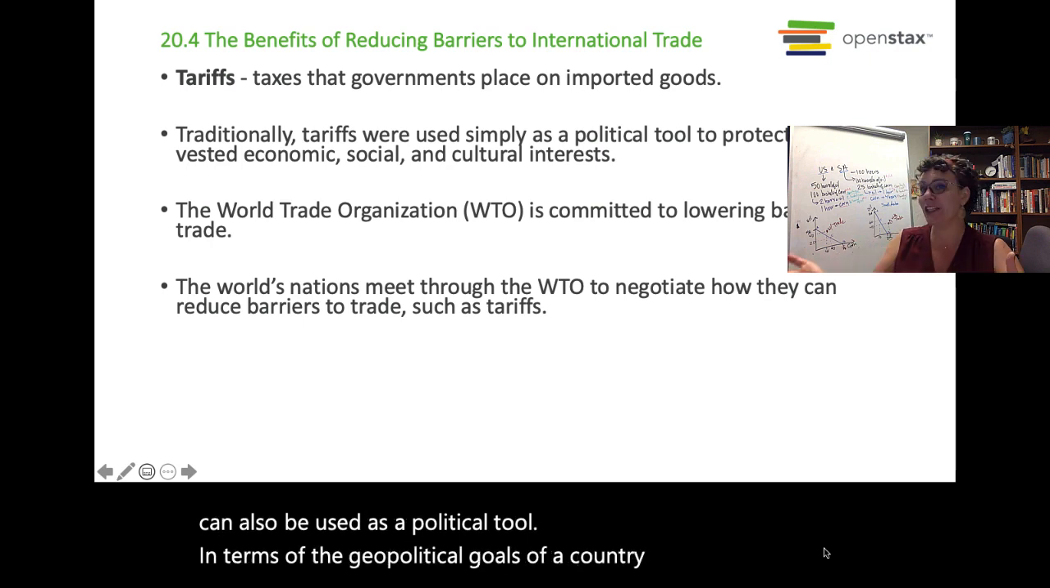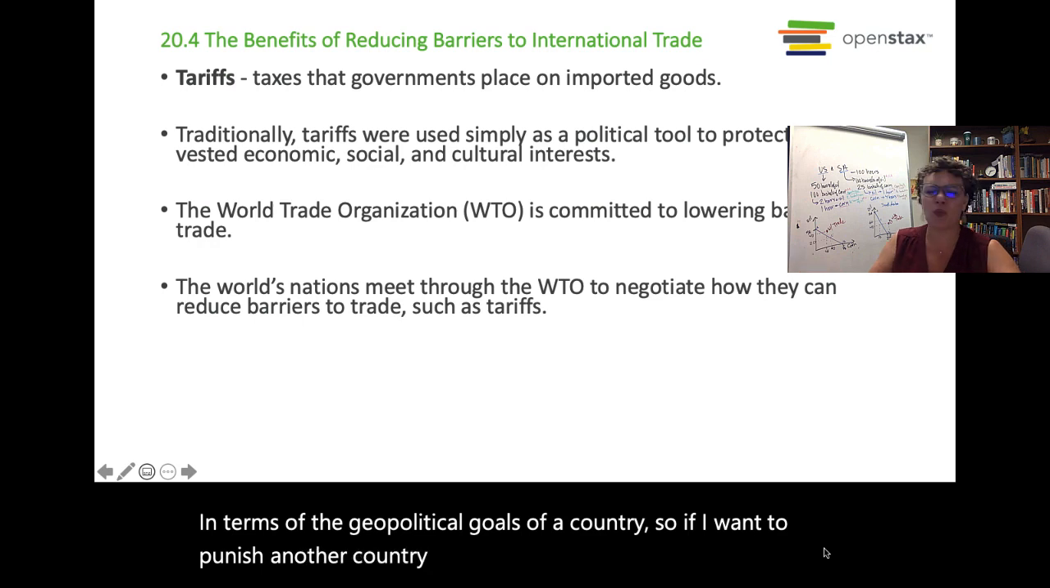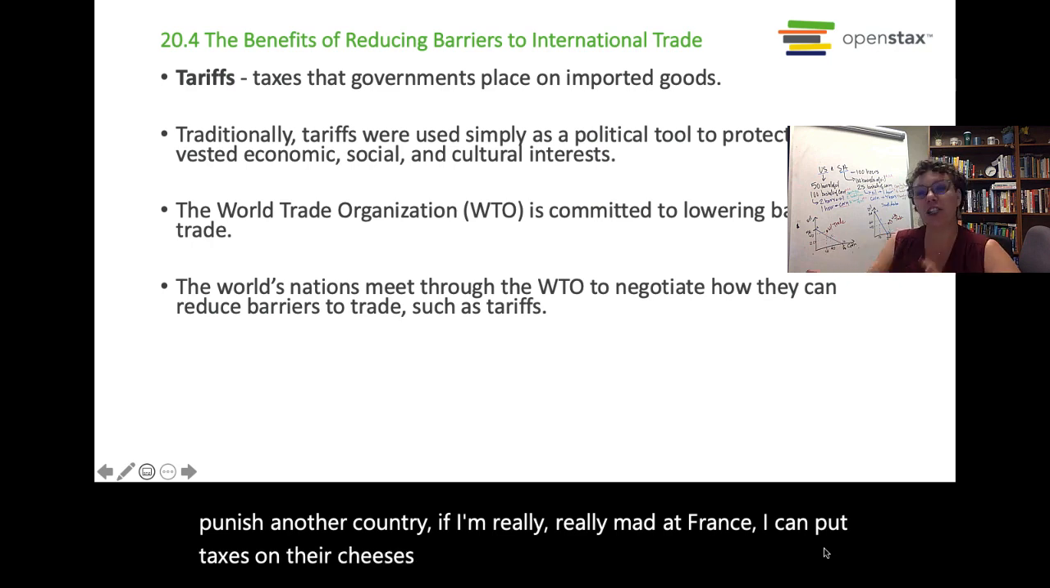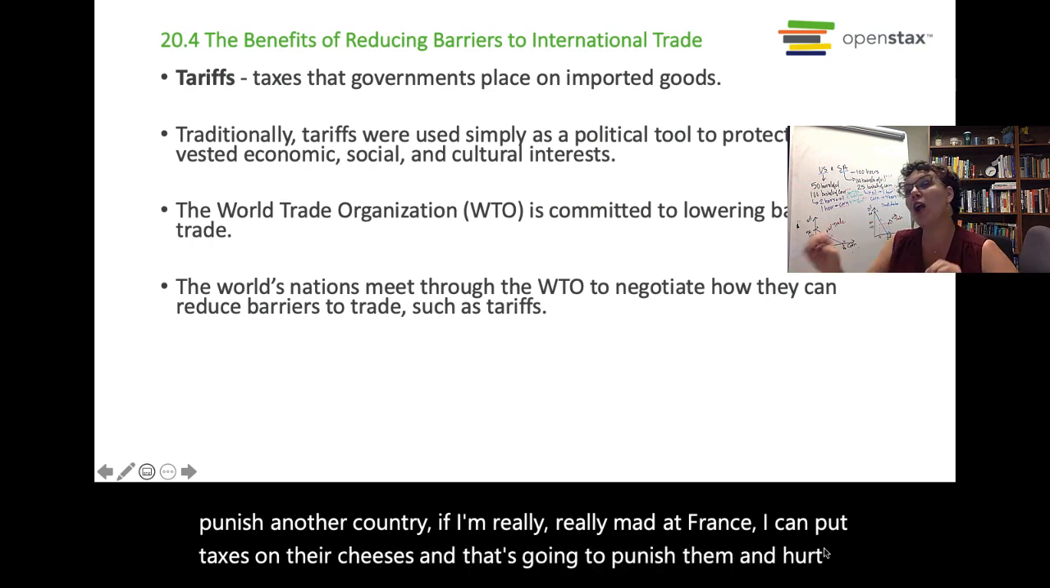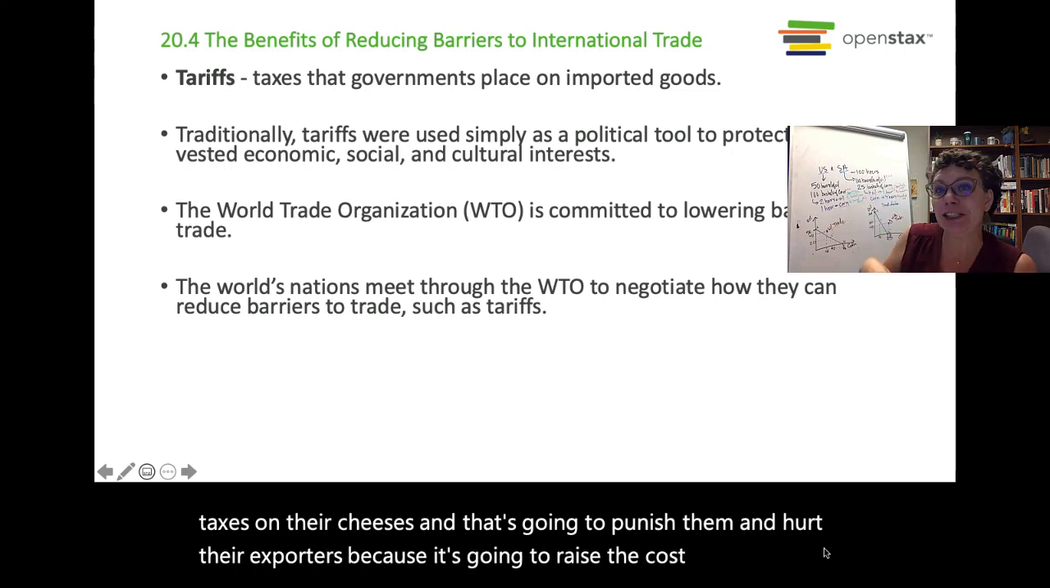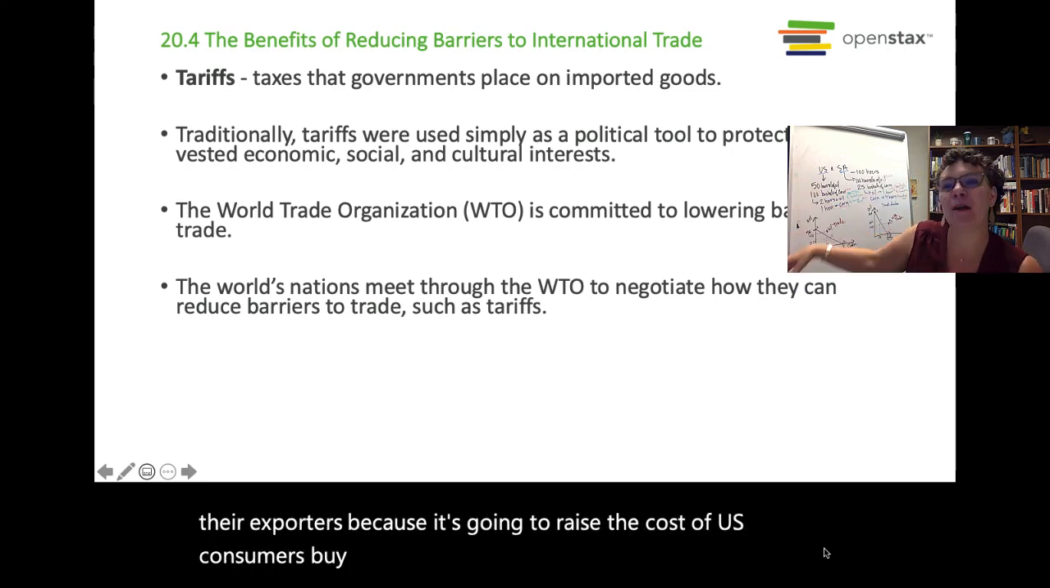So if I want to punish another country, if I'm really, really mad at France, I can put taxes on their cheeses, and that's going to punish them and hurt their exporters because it's going to raise the cost of U.S. consumers buying their goods.